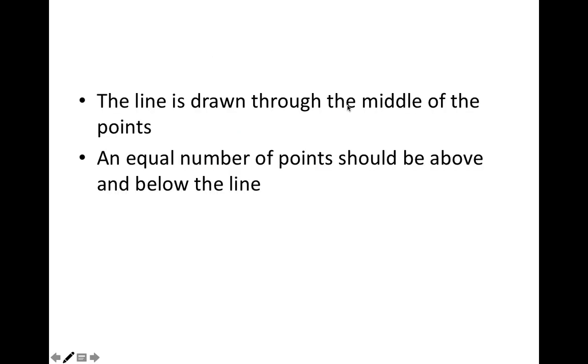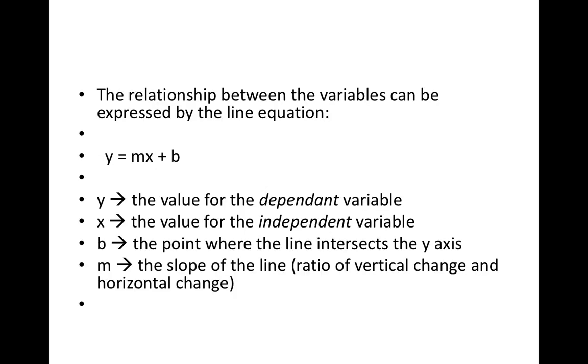The line is drawn through the middle of the points. An equal number of points should be above and below the line. The relationship between the variables can be expressed by the line equation. So you should have learned this in math class. A straight line on a graph is expressed by y equals mx plus b. So that's the relationship between the two variables, y and x, where y is the value for the dependent variable and x is the value for the independent variable.